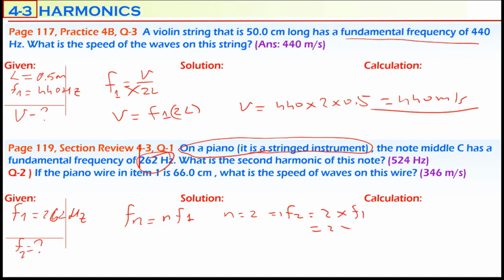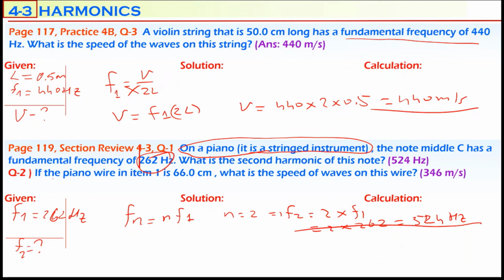So 2 times the fundamental frequency 262 is going to be 524. This is the second harmonic. If the question was the third harmonic, it would be 3 times the fundamental frequency. Fourth harmonic, 4 times the fundamental frequency, and so on. It will go on like that.